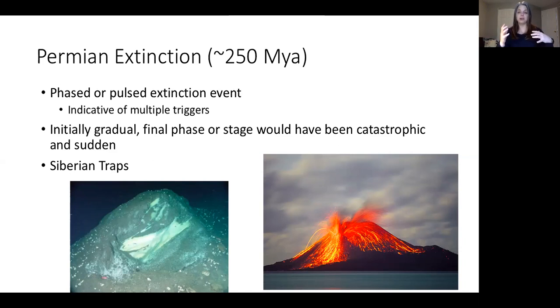So we have the combination of initial events that's causing some warming. That warming made other things warm up, and that led to a massive release of greenhouse gases into the atmosphere, which put that overall climate change and warming to the next level. And that's what led to that initially gradual final phase or stage, which would have been catastrophic and really sudden. And again, might be a good analog for today.